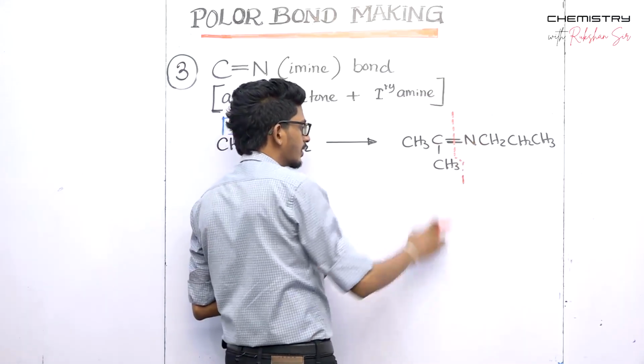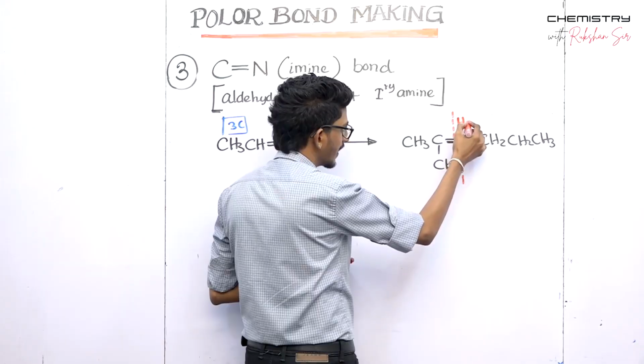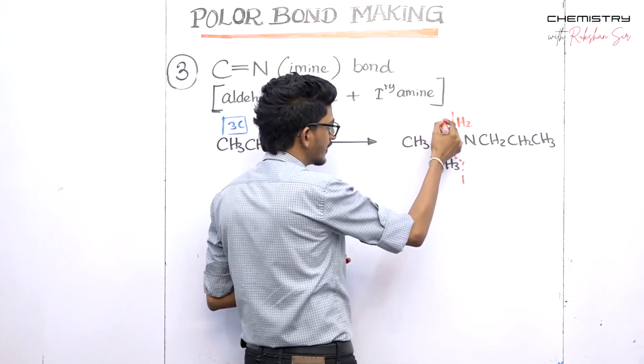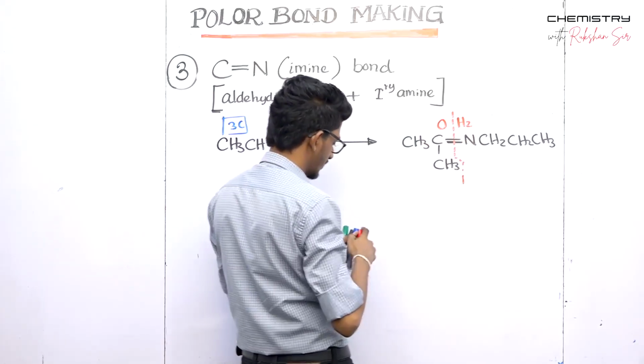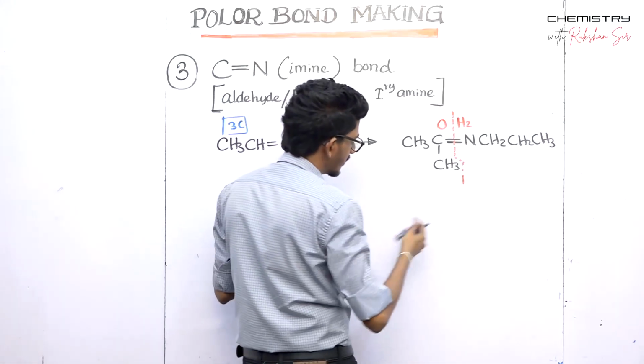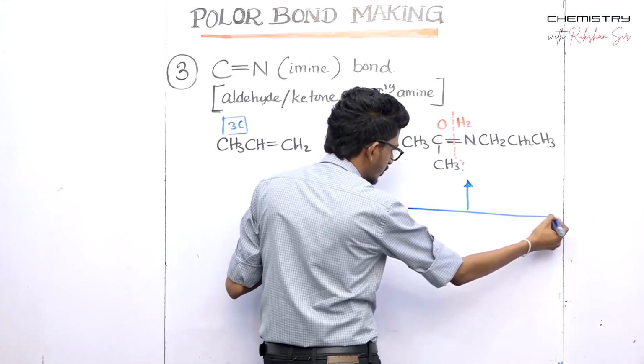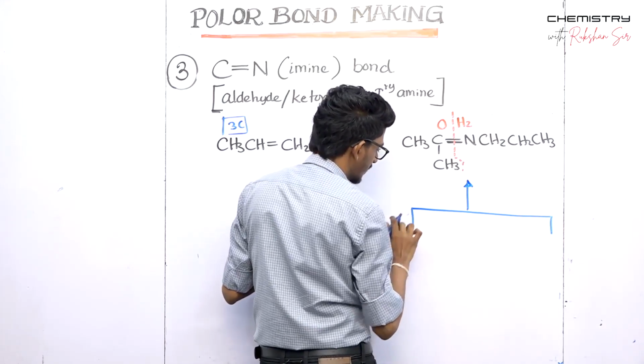Break from that polar bond, the CN double bond, the imine bond, and put those 2 hydrogens at the nitrogen side and that oxygen at the carbon side. Then you will get the 2 compounds which are responsible to make this imine bond.